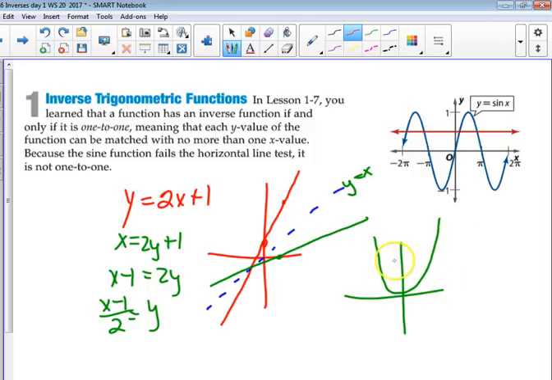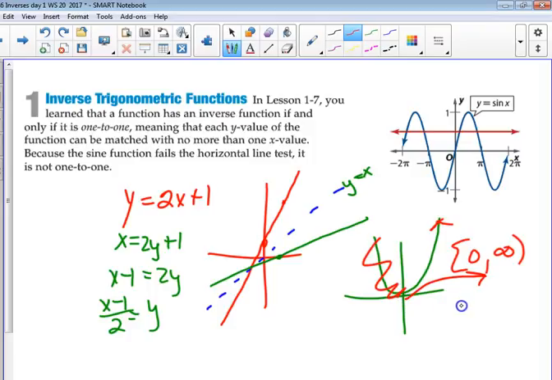Then we talked about the fact that you could restrict the domain and it would pass the horizontal line test. We could either pick the left side or the right side of this graph and get rid of it, and then it would pass the horizontal line test. Does that make sense? So if I restricted this domain to 0 to infinity and kept the right-hand side, then it would have an inverse.